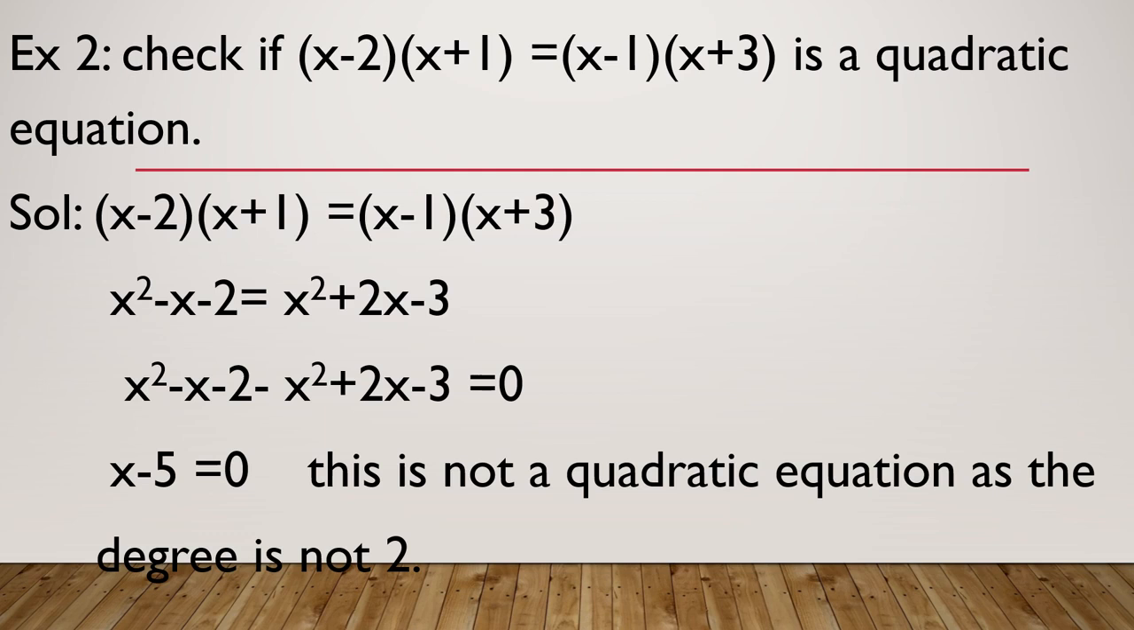Now let us take another example. Check if x minus 2 into x plus 1 is equal to x minus 1 into x plus 3 is a quadratic equation. So x minus 2 into x plus 1 is equal to x square minus x minus 2. And x minus 1 into x plus 3 is equal to x square plus 2x minus 3. Bringing all the right hand side terms to the left hand side, we are left with x minus 5 equal to 0. This is not a quadratic equation as the degree is not 2.